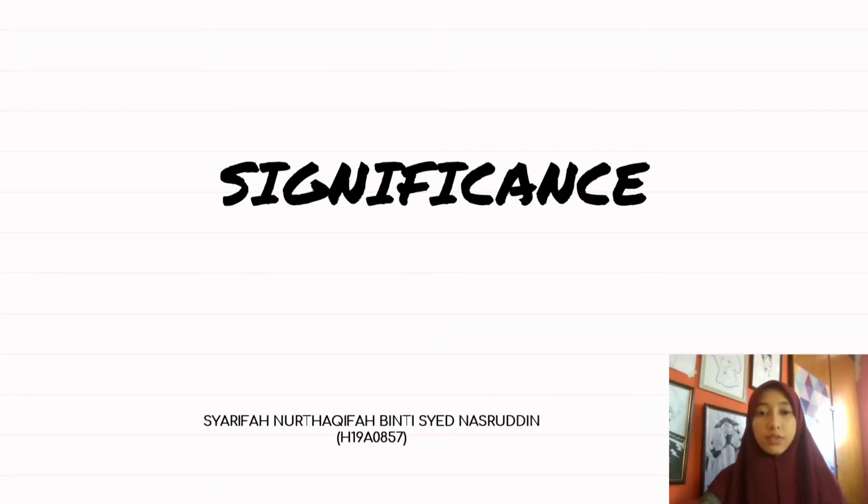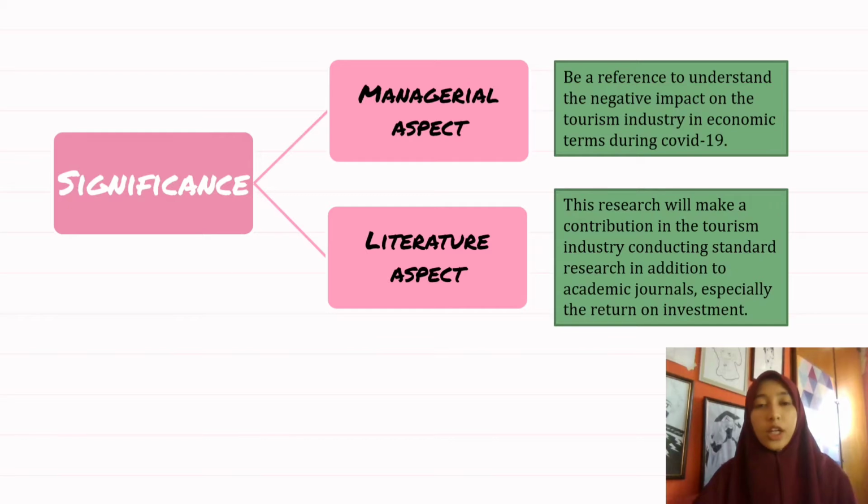The significance of study is divided into two parts, which are managerial aspects and literature aspects. In the managerial aspect, the negative impact of the tourism industry in economic terms during COVID-19 will be studied, which is faced by Malaysians in understanding the results.